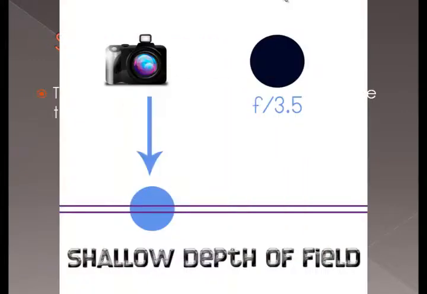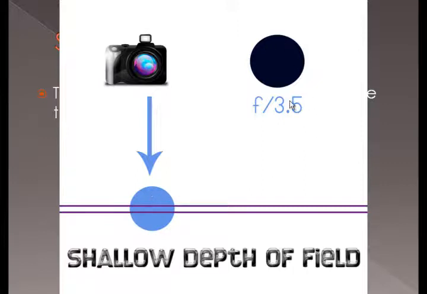And here's a graphic I have for you to help you understand that. Here's our camera, and it's focusing at this subject right here. And we have a 3.5 aperture, which is a nice big round hole. And this is going to give us a shallow depth of field. So between the lines here, that's where things are going to be sharp and in focus. And as it goes out, it's going to get blurrier.